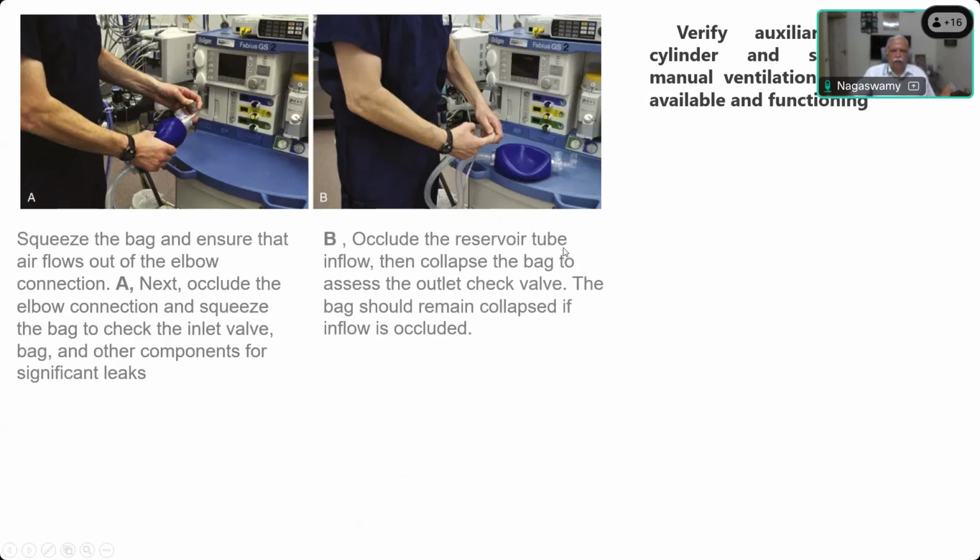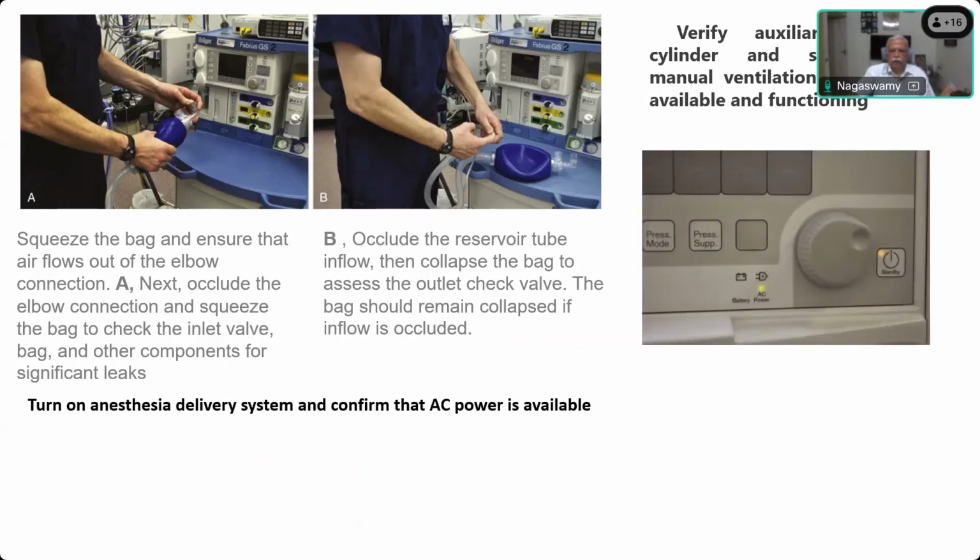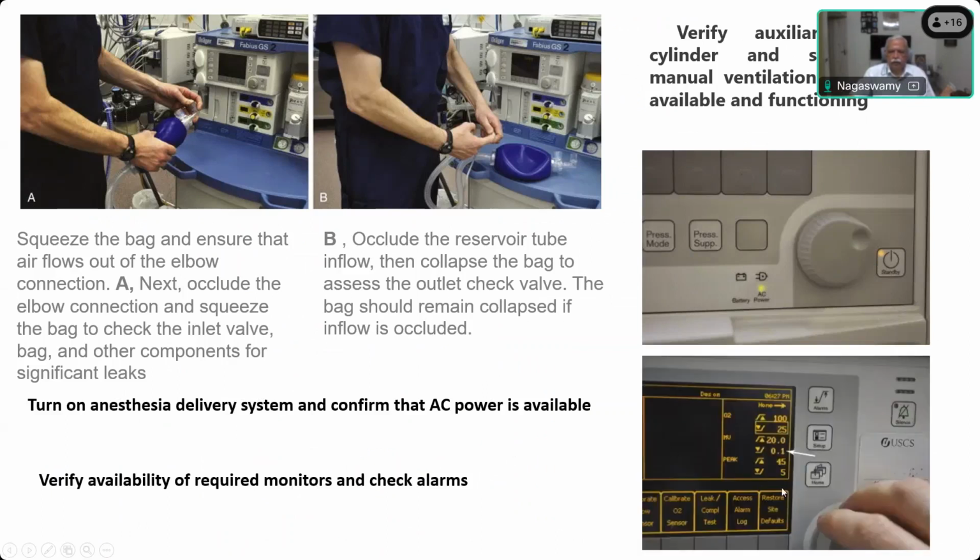Then occlude the reservoir tube inflow, then collapse the bag to assess the outlet check valve. This is how you do that. The bag should remain collapsed if the flow is occluded. Turn on the anesthesia delivery system, confirm that the AC power is available. So this is where the master switch will be. Make sure that it is on. Verify availability of required monitors and check alarms. So check all the alarms on the display and then go ahead.